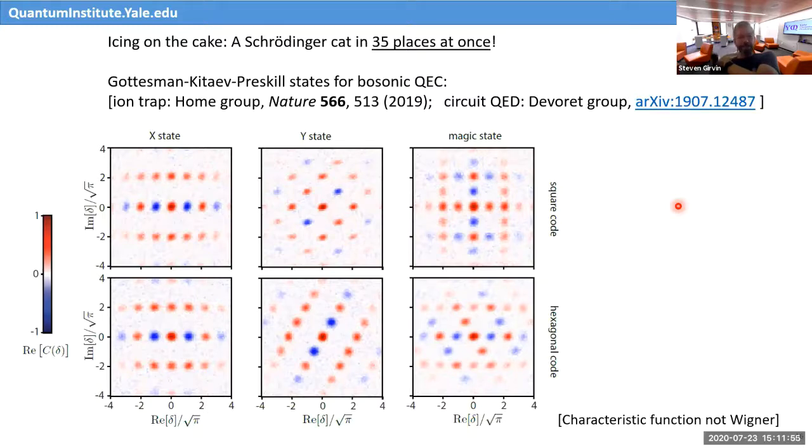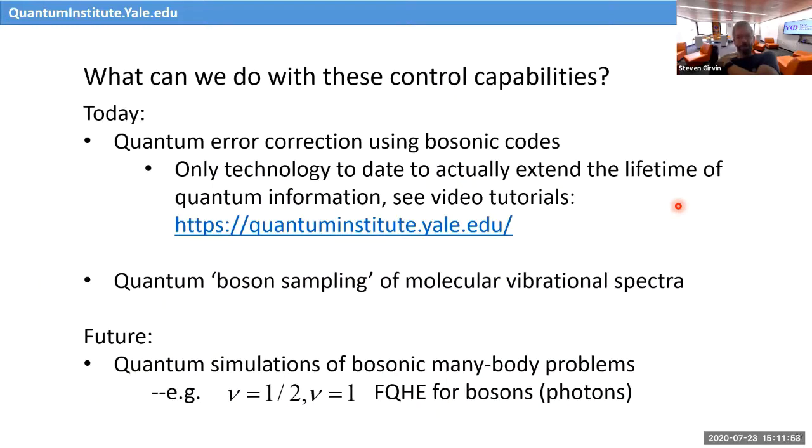Okay, so these are just examples of the kind of quantum control we have. So let's talk about what we can do with them. Today, this level of control that lets us do quantum error correction that actually extends the lifetime of the information has only been done using these bosonic codes, these oscillator-based or continuous variable codes. And I have some tutorials on quantum error correction and bosonic codes for beginners here, if anybody's interested.